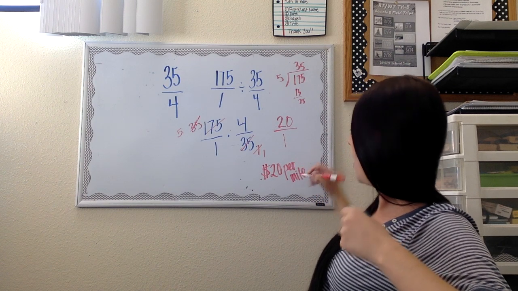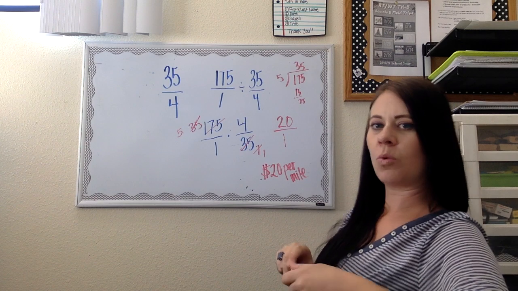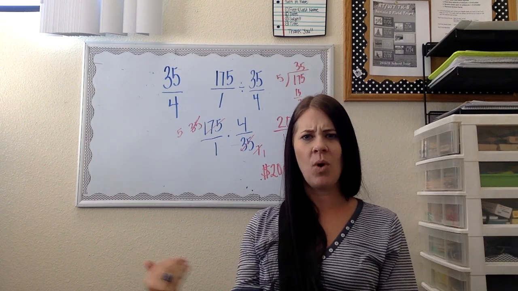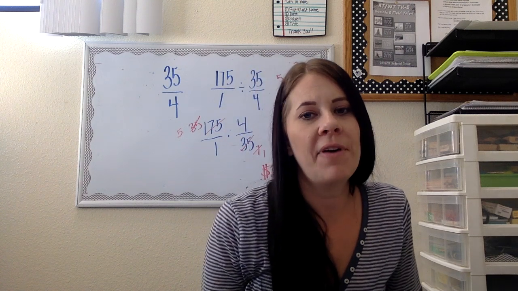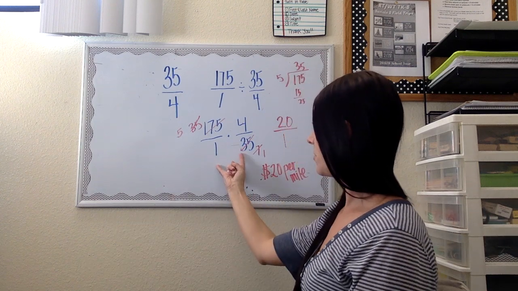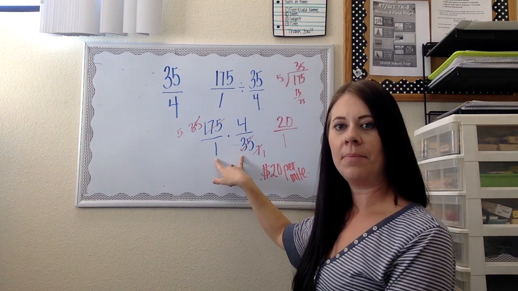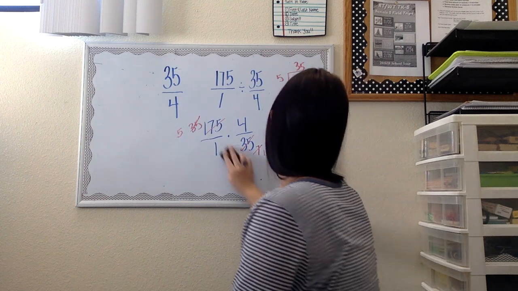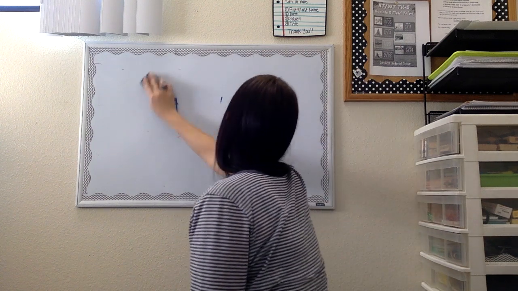Now, on the off chance that you ended up with 1 over 20, you just need to ask yourself, does that make sense? Did they give me 1/20th of a dollar per mile? No. And so when you find yourself with a number that doesn't make sense, this is what you need to do: reverse the order you divide it in. Okay, so hopefully that makes it a little bit more clear. Let's look at a few more problems.